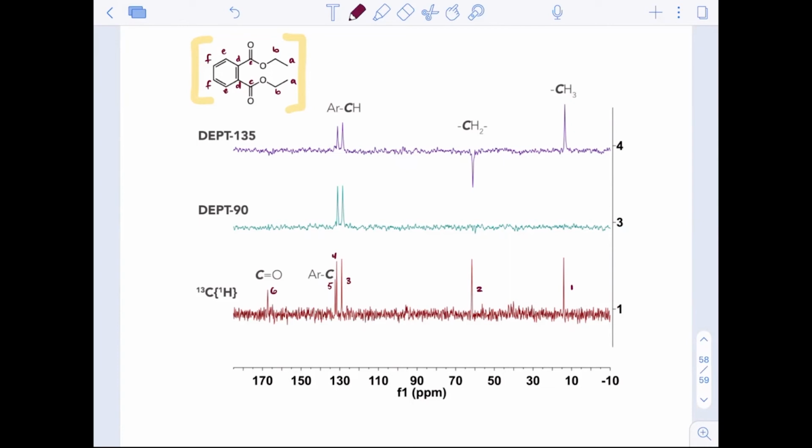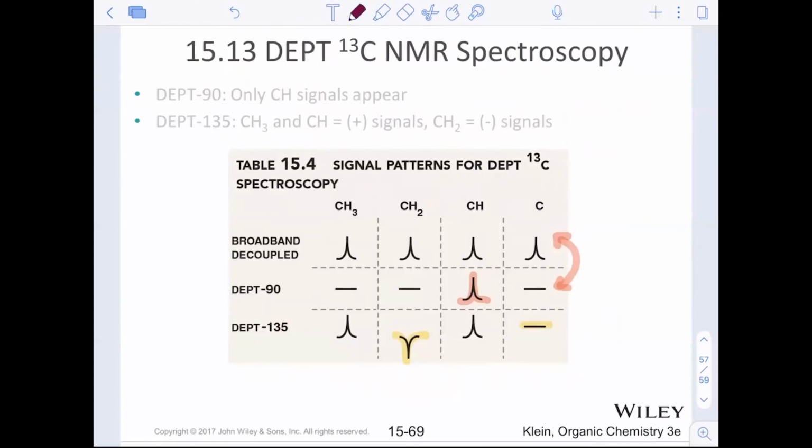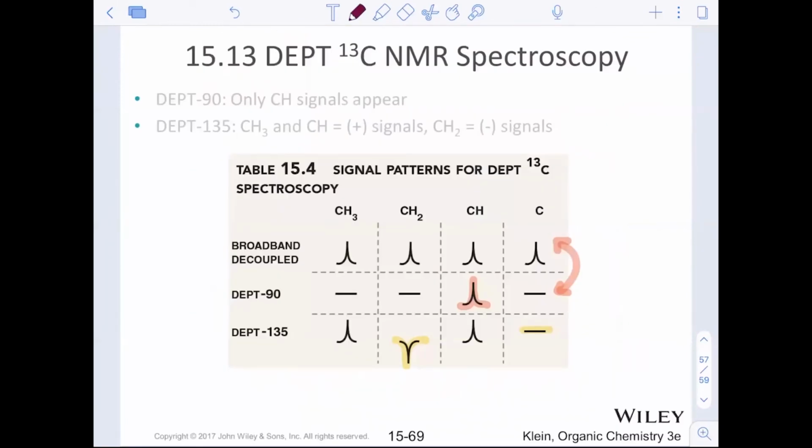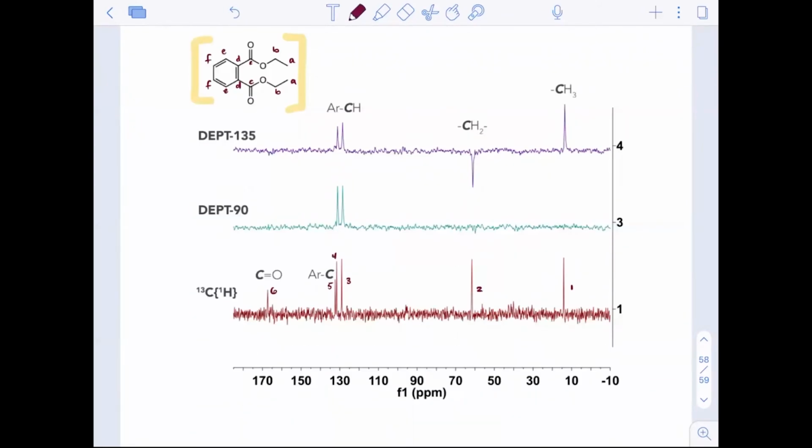So again, referring to our table that we just saw way up here, table 15.4, what we want to be able to do is identify which groups are carbons, which ones are CHs, which ones are CH2s, and which ones are CH3s. So without looking at the structure right now, let's just start to identify what we see in comparison from the decoupled carbon 13 NMR to the DEPT 90. Remember, DEPT 90 only shows CH groups.